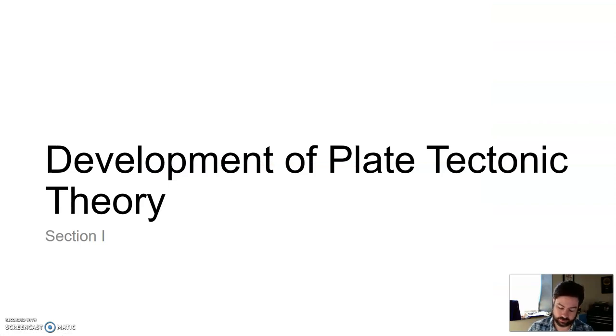Where did the development of plate tectonic theory come from? Be careful with that word theory. Highest level of knowing, testable, repeatable, never been proven false, widely accepted. Right? So where did this theory come from? Theory, highest level of knowing?